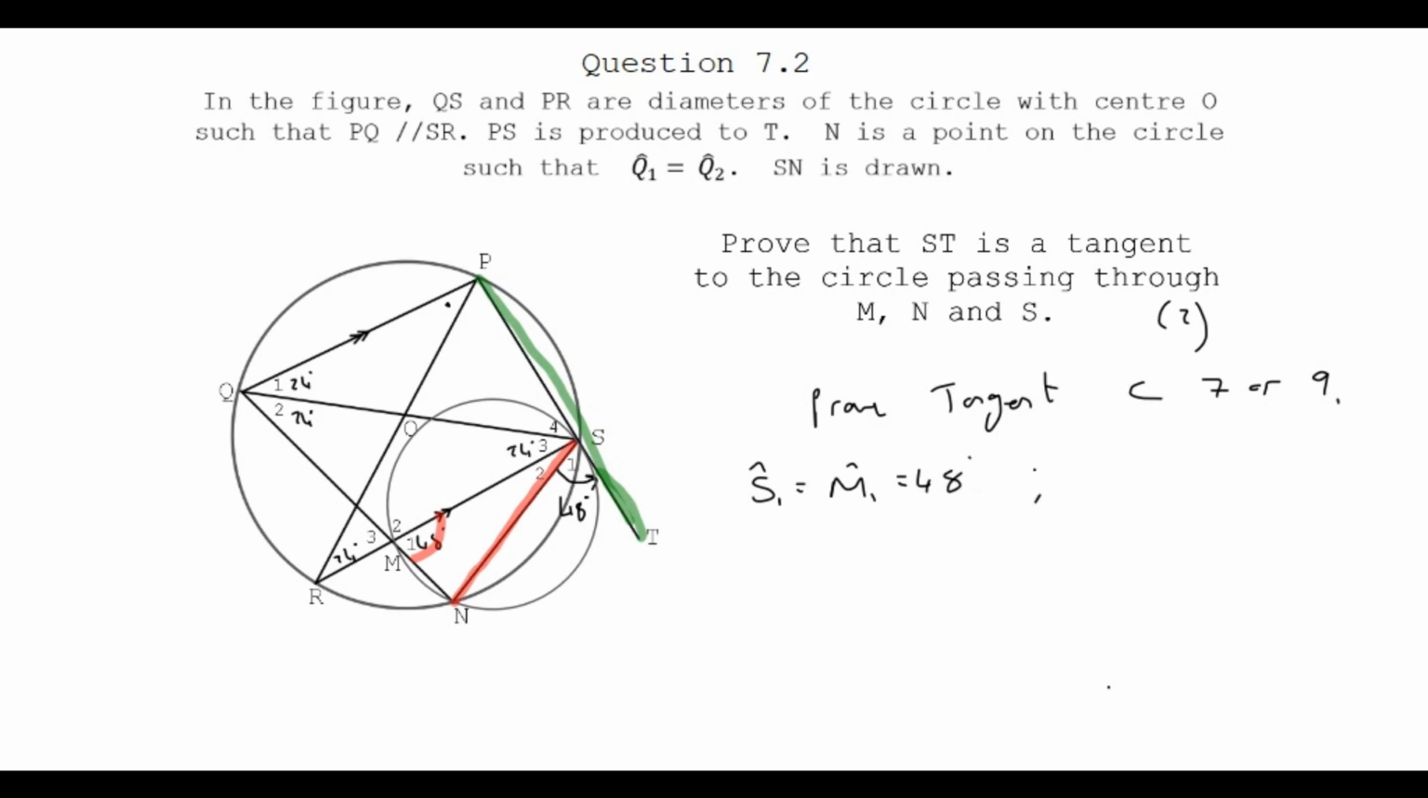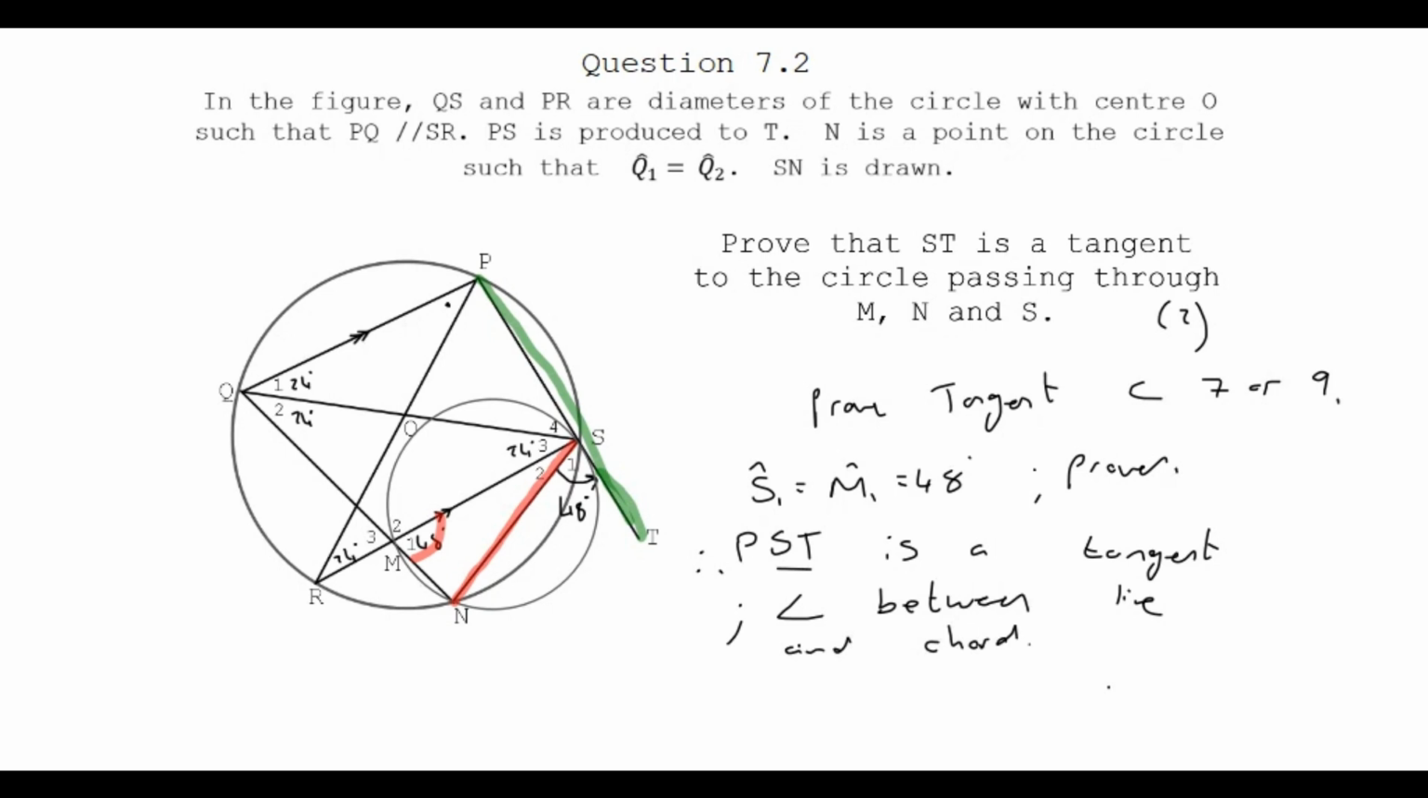That is proven. We've proven M1, S1 was given, that's fine. And now we can say, therefore, PST, or in this case they just asked for ST, is a tangent, and our reason would be the converse of the tan-chord theorem, or alternatively a better reason actually would be angle between line and chord. Okay, let us move on to the last question.